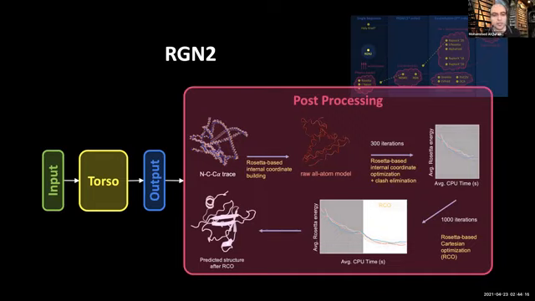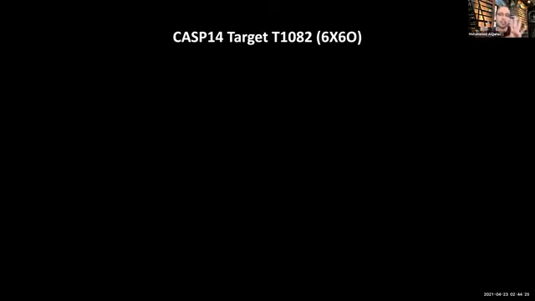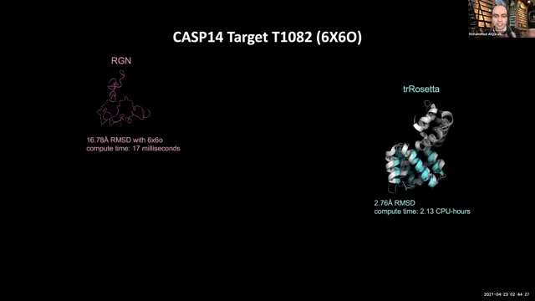I won't dwell on it for the sake of time. So let me just show you some results now, and then I'll wrap up. So in terms of RGN1 versus RGN2, this is one target, Cas14. I'm going to show you results from Cas14 here, which is the one that just happened.